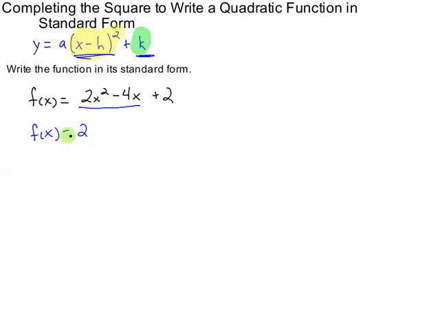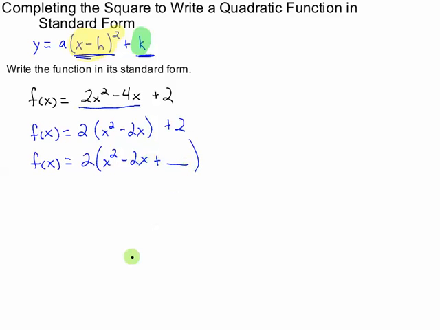So we'll factor 2 out, and we get x squared minus 2x plus 2. Now we work inside the parentheses on the x squared minus 2x and add something to it to make it a perfect square. Copy down the plus 2, and then I have to counteract whatever I do inside the parentheses.